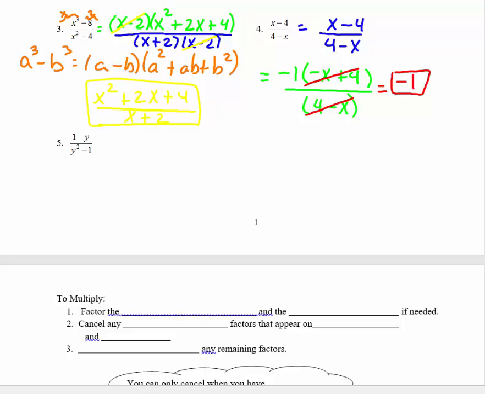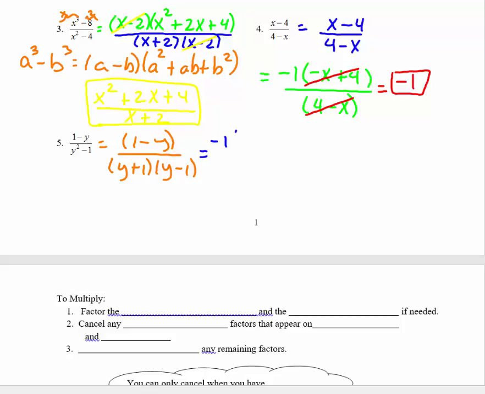So number 5, 1 minus y over y squared minus 1. Again, the 1 minus y doesn't look like we can do anything to it. Y squared minus 1 is that difference of squares. It factors into y plus 1 and y minus 1. So looking at those factors, none of them cancel as is. But the y minus 1 and the 1 minus y on top and bottom are complete opposites.